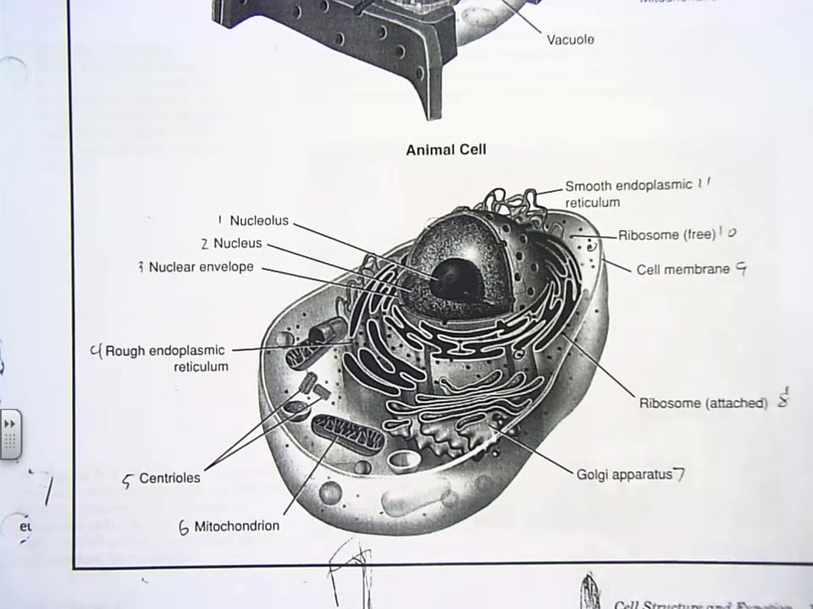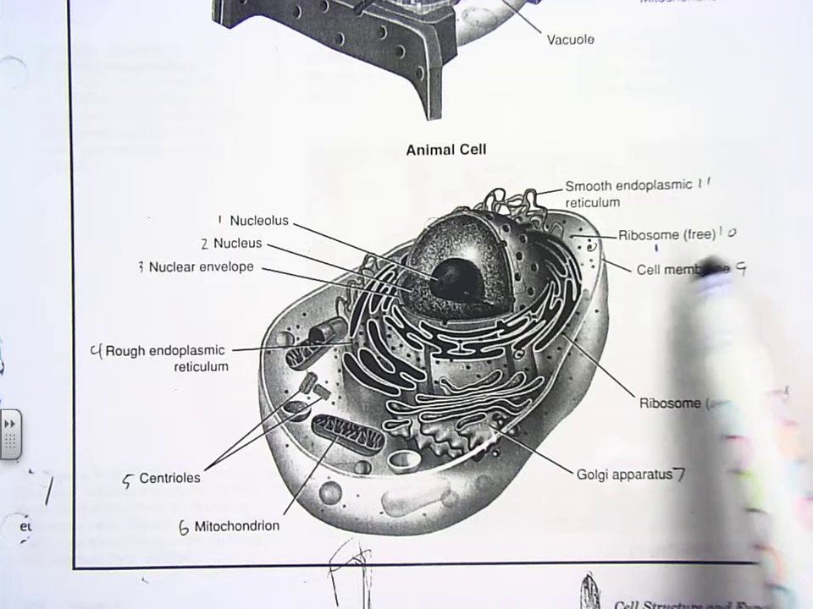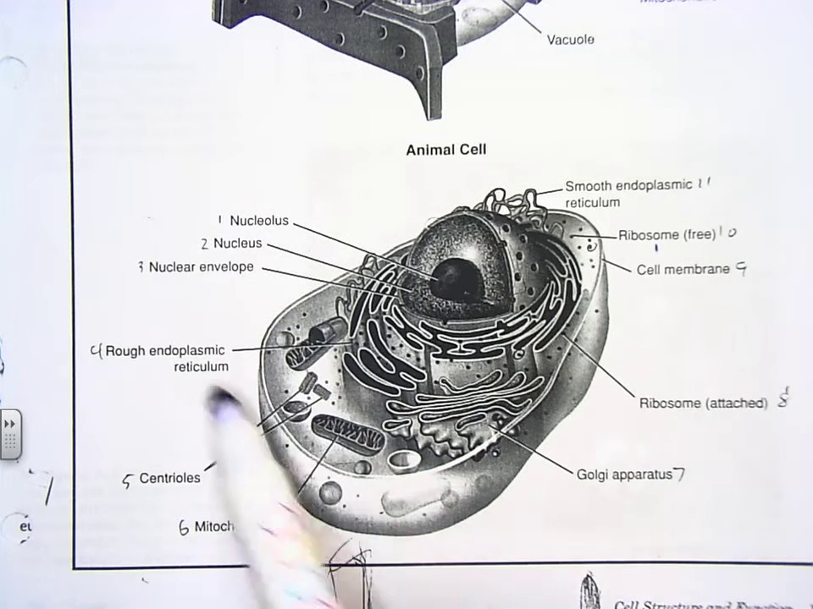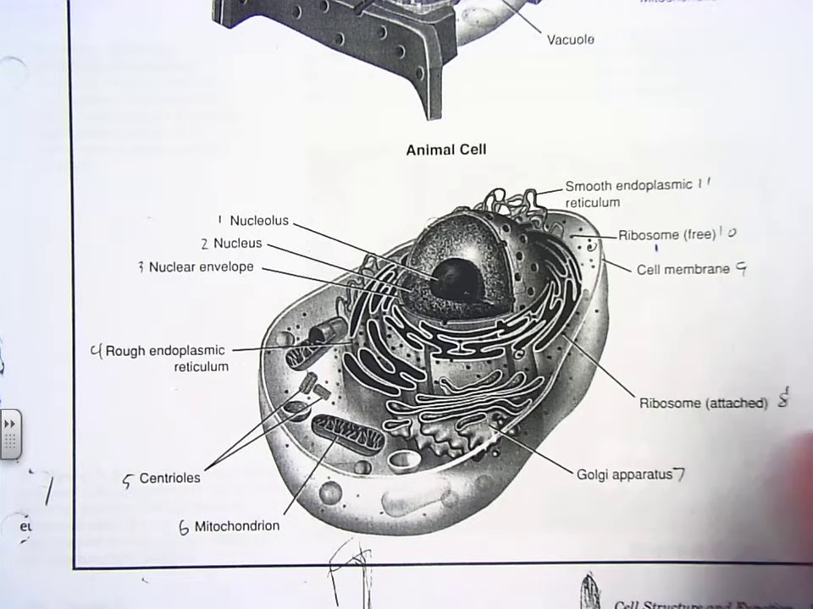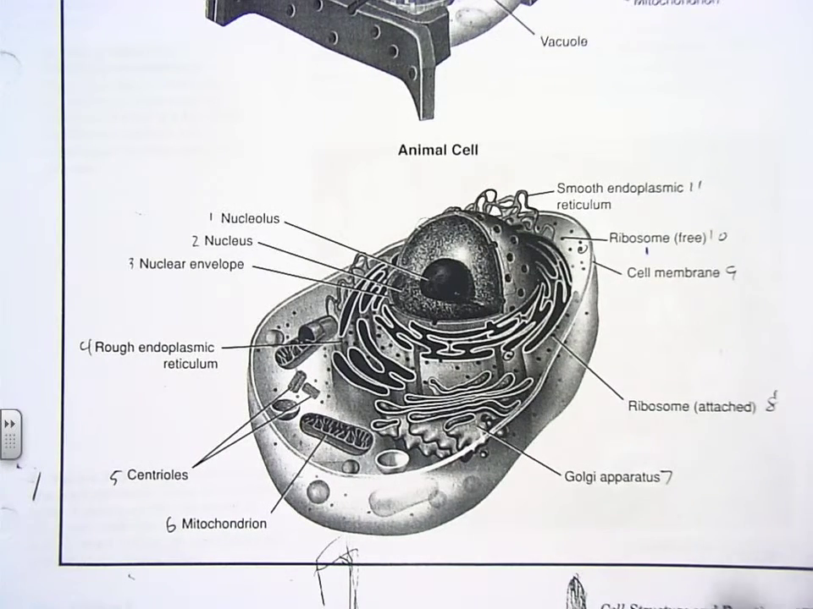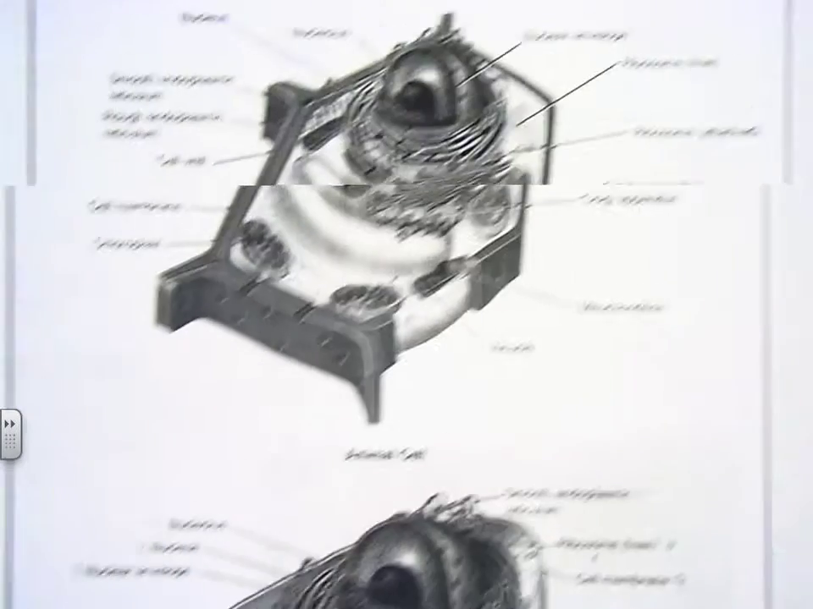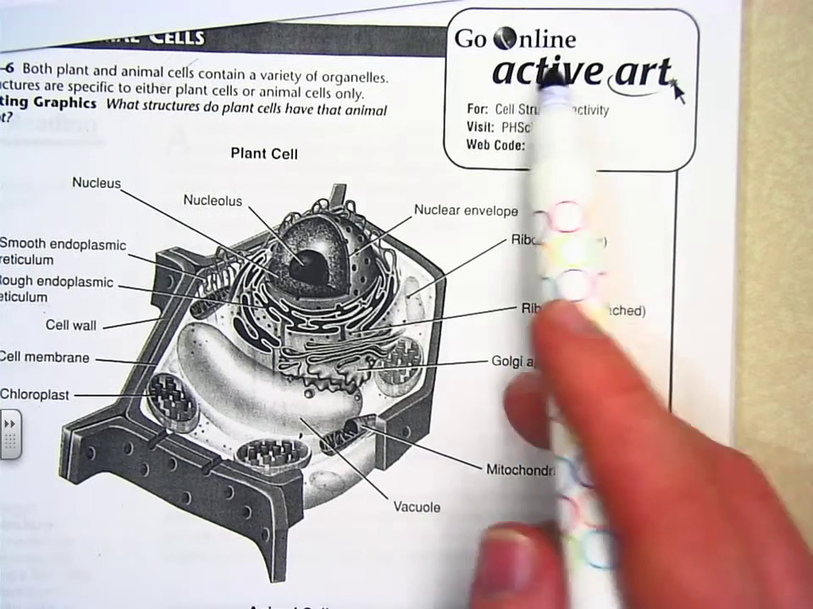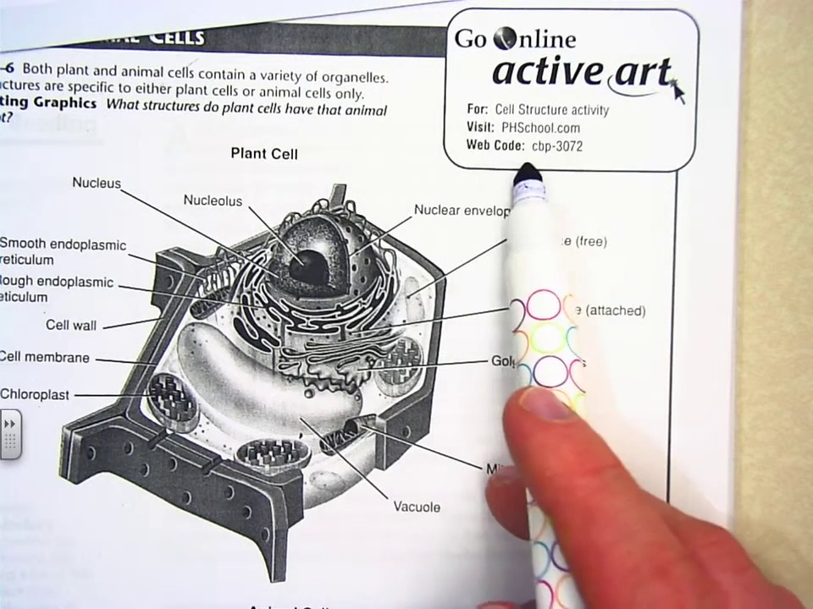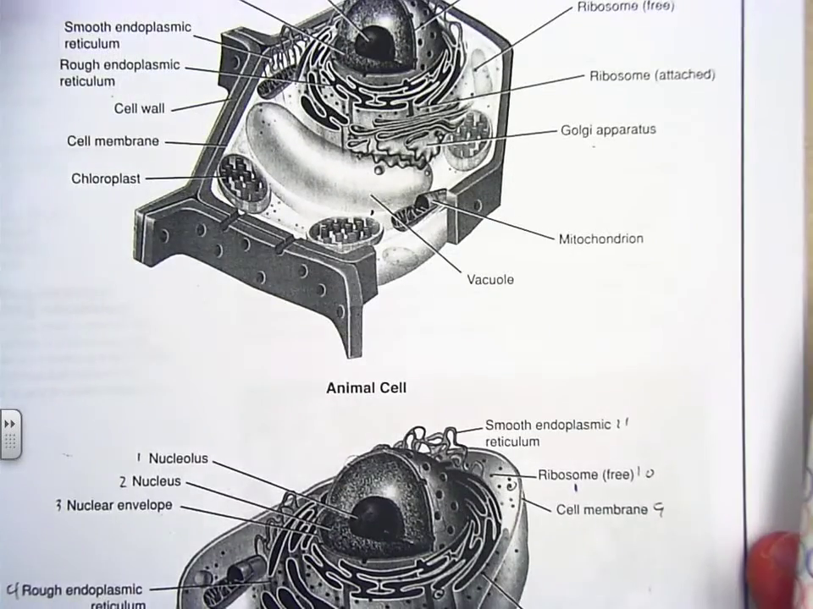Look at the animal cell, very similar. You've got the cell membrane, smooth endoplasmic reticulum, ribosomes, nucleolus, nucleus, nuclear envelope, rough endoplasmic reticulum, centriole, mitochondrion. Very cool. Can you see one other difference besides the cell wall between animals and plants? If you want to get a better look at it, go to online cell structure activity, phschool.com, and use the web code. That's if you're really interested in learning this really well.